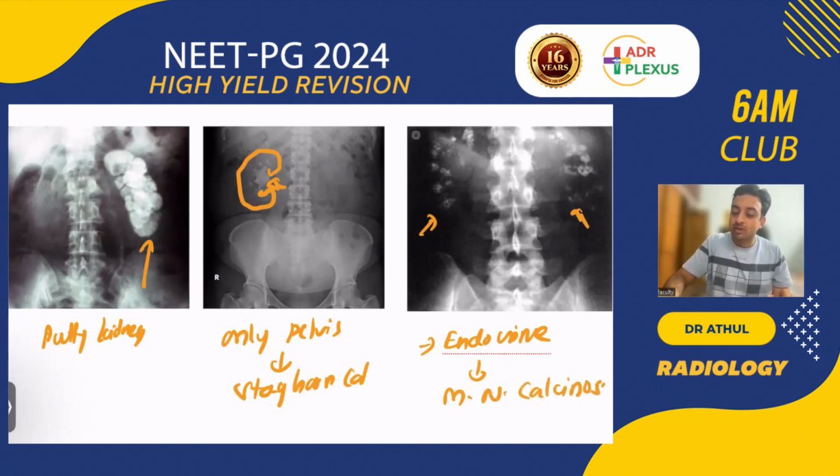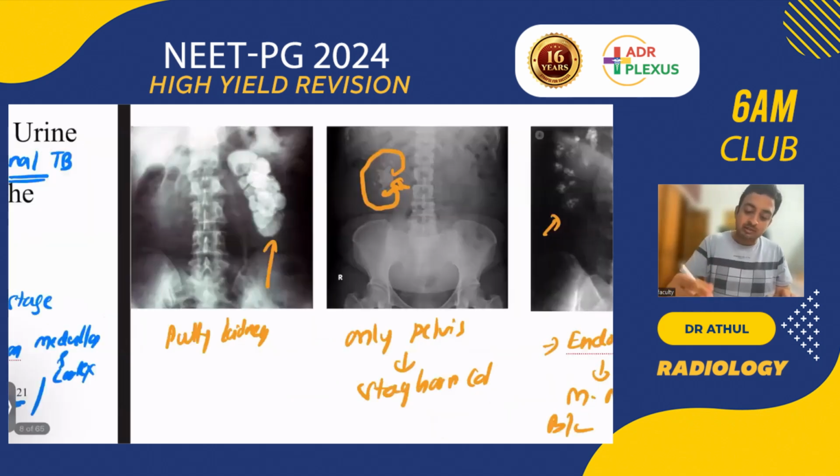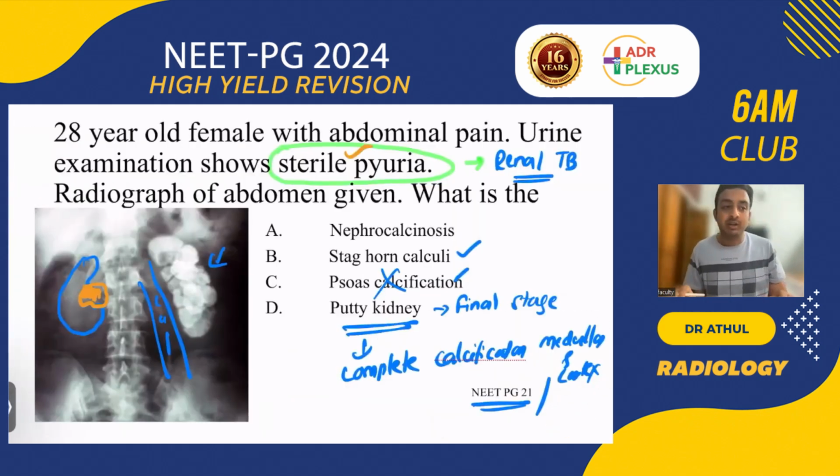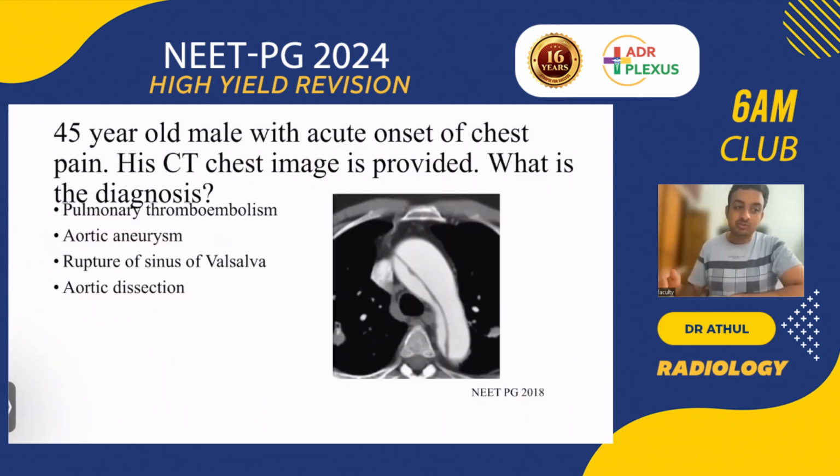So medullary nephrocalcinosis will usually be bilateral because it is associated with hyperparathyroidism or hypoparathyroidism-like conditions. Okay, I hope this is clear. So this is how you differentiate. In this exam, this was the most catching point. If you see a history of sterile pyuria, then you can be confident that this is renal tuberculosis.